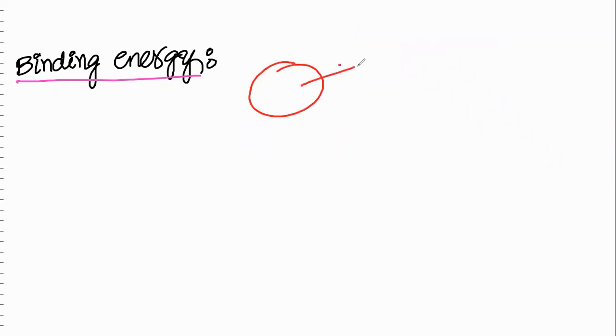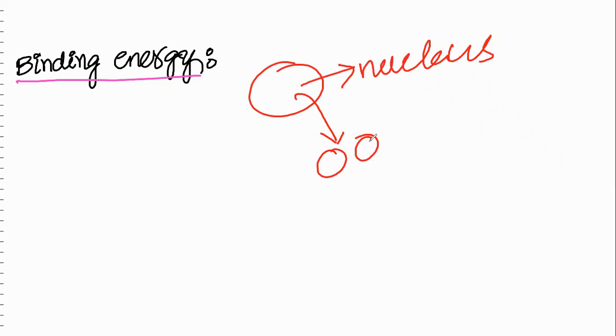nucleus. Let us suppose it is the nucleus. If we want to split this nucleus into its constituent nucleons, the amount of energy needed is called the binding energy.